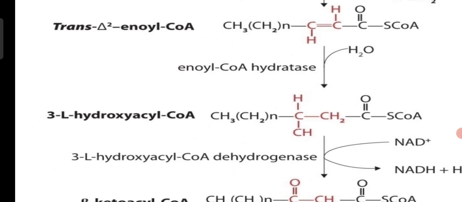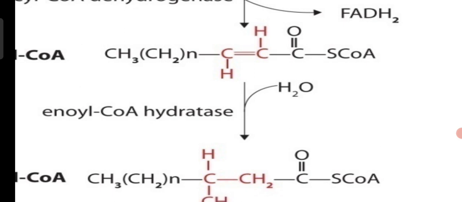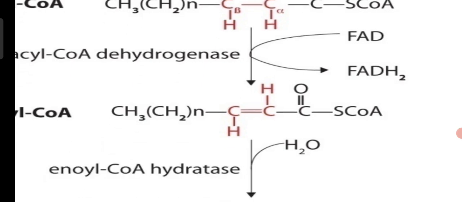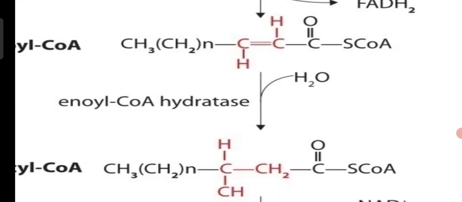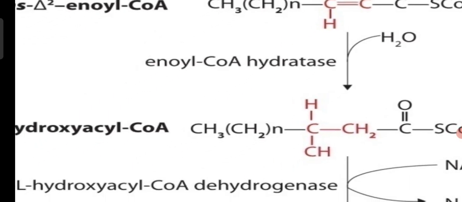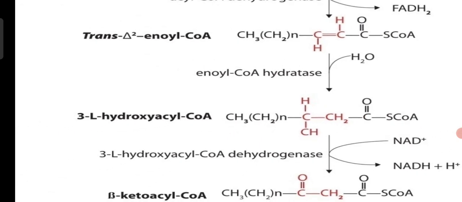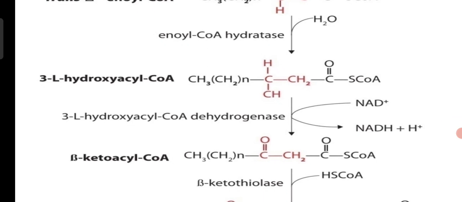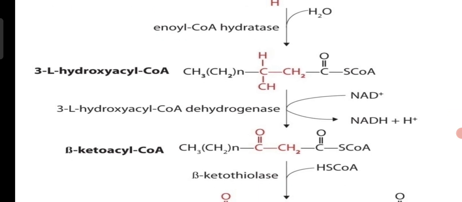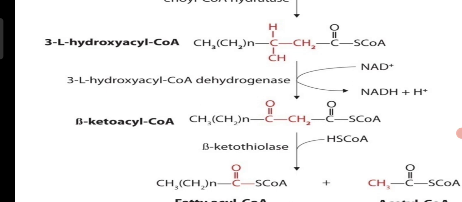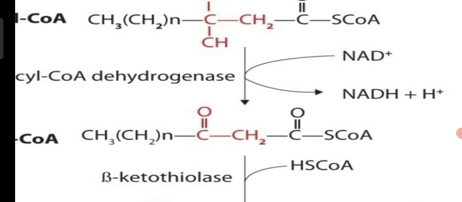So we got trans delta 2 enoyl CoA, and this will react with enoyl CoA hydratase and results in 3L hydroxy acyl CoA. In between, hydration occurs, hydration by hydratase. In the first step you can see oxidation, and in the second step you can see hydration. So we are using the enzyme enoyl CoA hydratase, and we are getting 3L hydroxy acyl CoA, and using dehydrogenase we are getting beta keto acyl CoA. Again oxidation takes place, that is NAD positive is converted into NADH plus H positive.